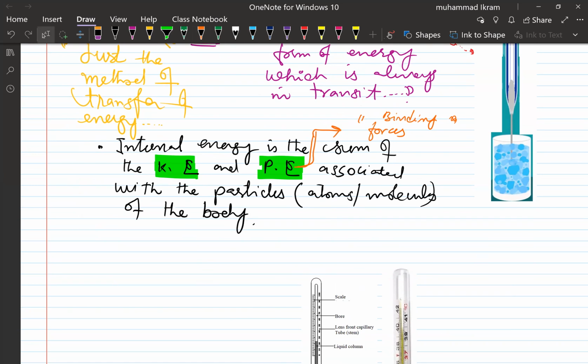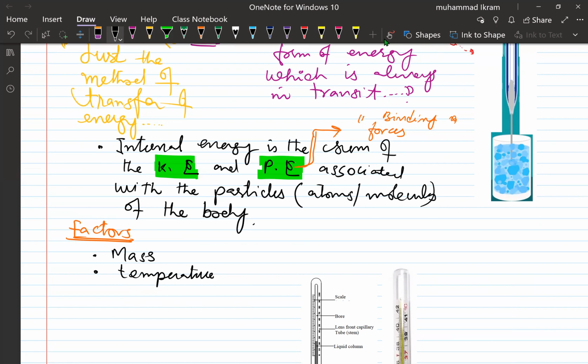So the internal energy depends on many factors. It depends on the mass of the substance. The greater the mass, the greater will be the internal energy. Second, it depends on the temperature: increasing the temperature increases the internal energy of the molecules of the system.